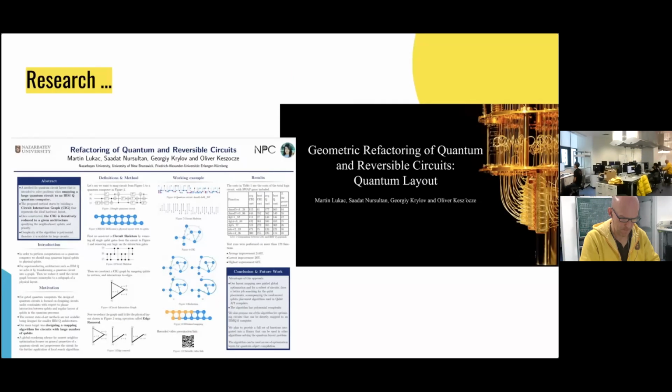While working in this lab, I was able to publish a paper at a conference. You can see a title page of my presentation and the title of my paper, which is Geometric Refactoring of Quantum and Reversible Circuits, Quantum Layout. And I also made a poster on the same paper, and its name is Refactoring of Quantum and Reversible Circuits. And I was able to present both my presentation and my poster at research conferences.